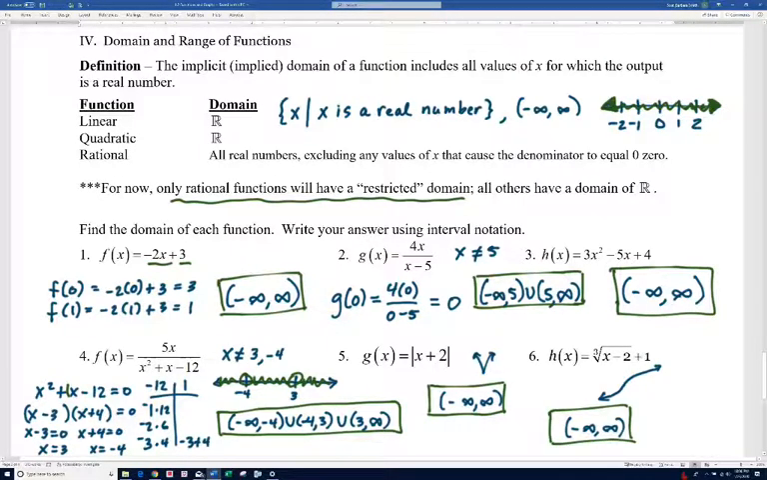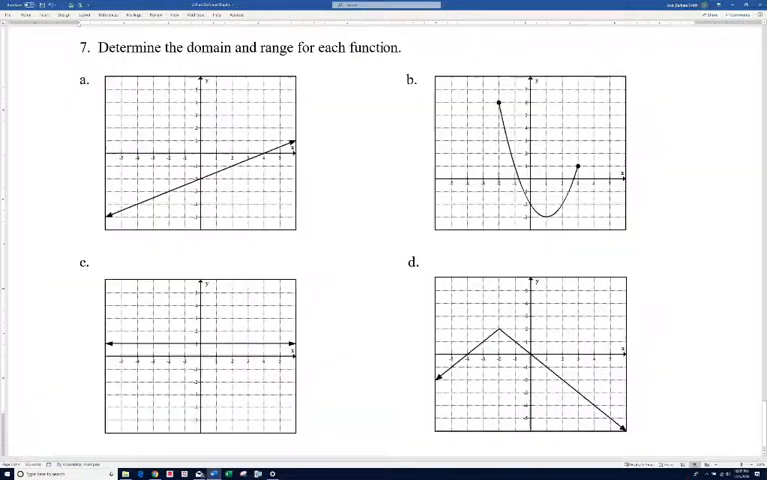And for now, we're just going to say that because we know if it's not rational, all of our other functions we're working with right now have a domain of all real numbers. And all that really means is I can plug in any real number as an input into these functions. All right, let's move on to the next page.